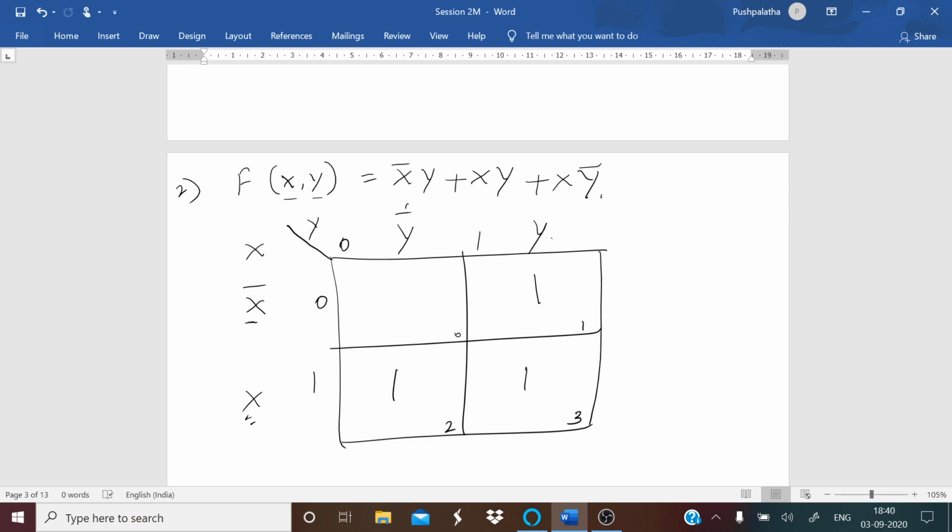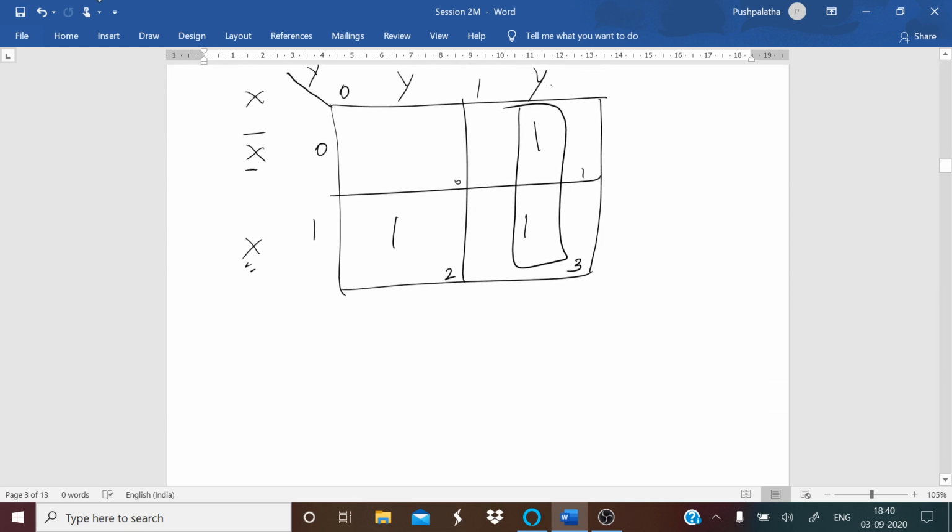Okay, so what happens here? Now you are going to make it into groups. So this is one group and this is the other group. You do not have anything over here. So this is 0, so you leave it blank. You cannot take 0 for a group. So you have 2 groups. So we can say this is pair 1 and this is your pair 2.